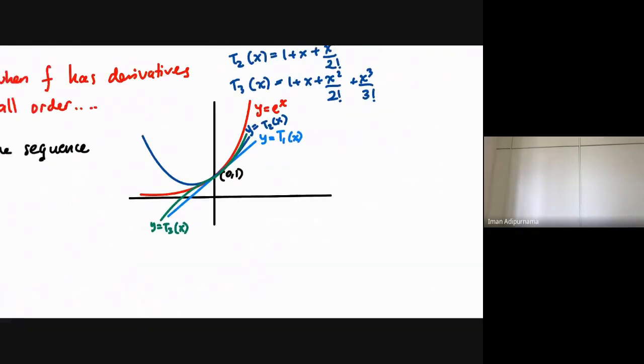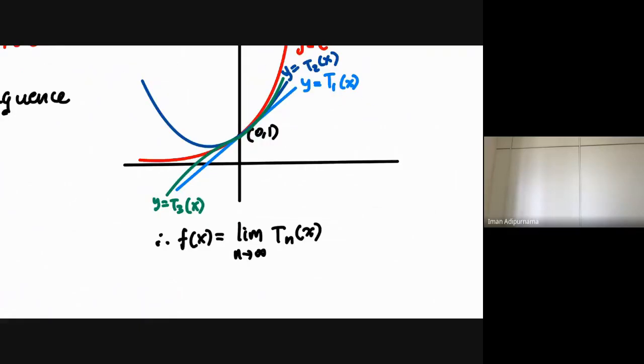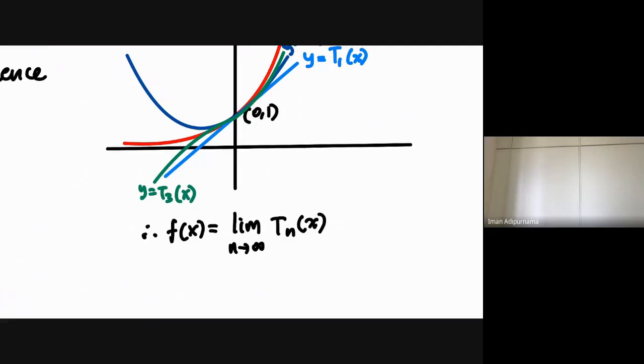So what we can conclude from here is that the function is the limit of this partial sum. When we increase the order of n, we can approach the function itself. So we can use the limit relations to see this from the graphs.